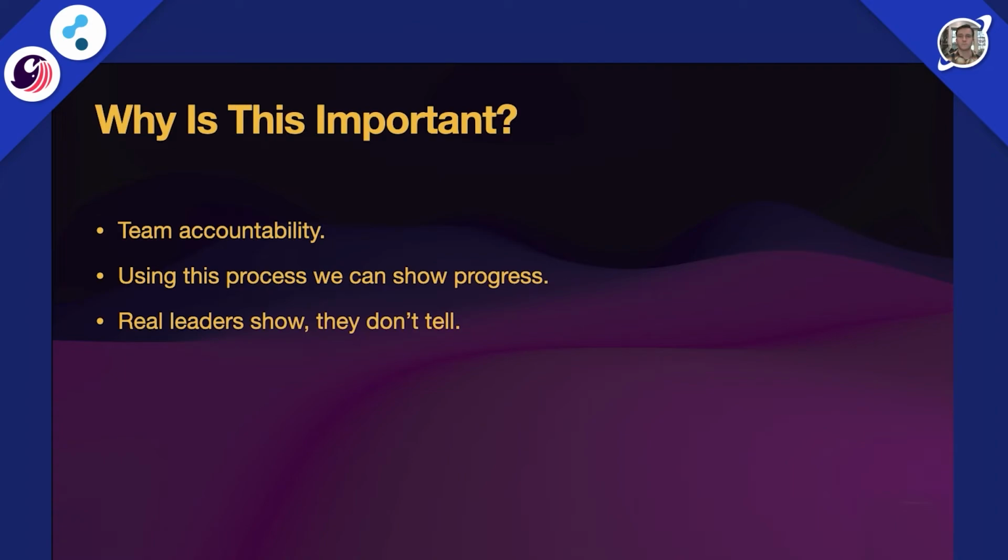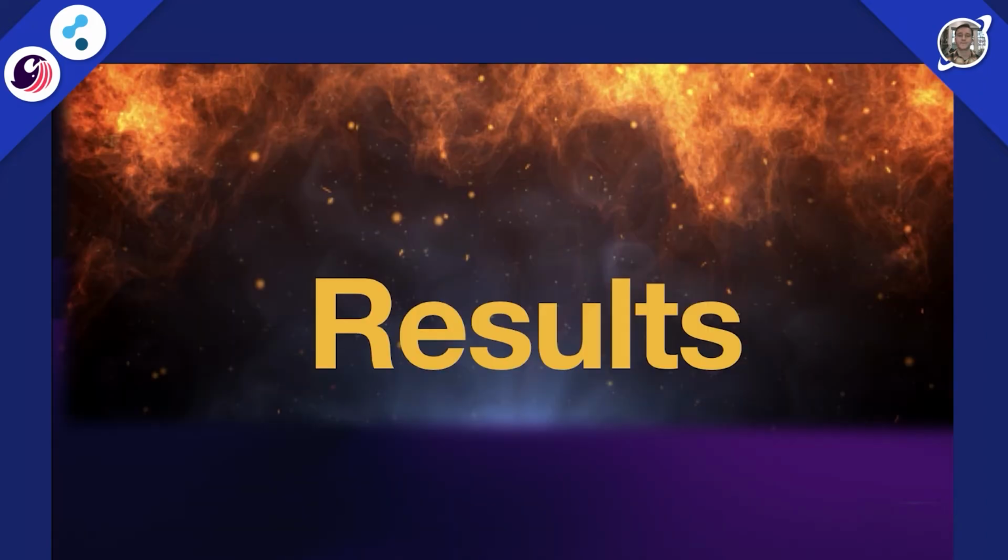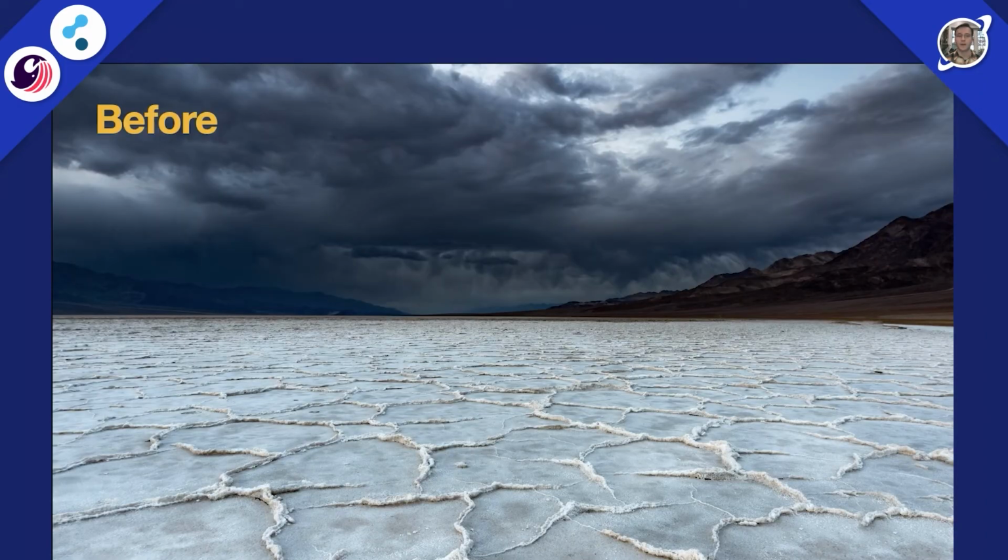Why? Why is this important? We're influencing accountability, and using this process, we can show progress. Real leaders show, they don't tell. All right, let's take a victory lap. As one of my greatest mentors always said, you can build a river in a desert.